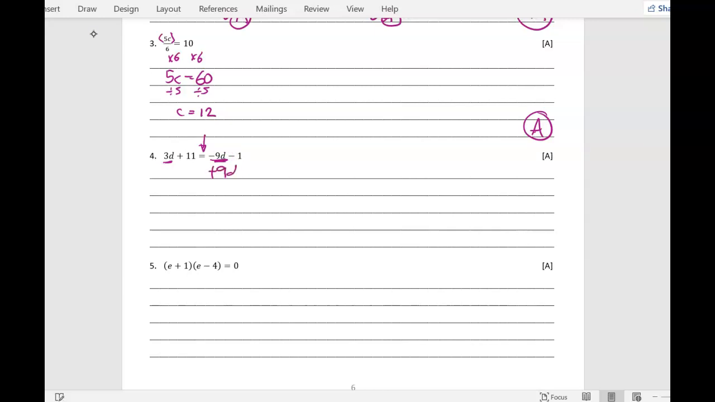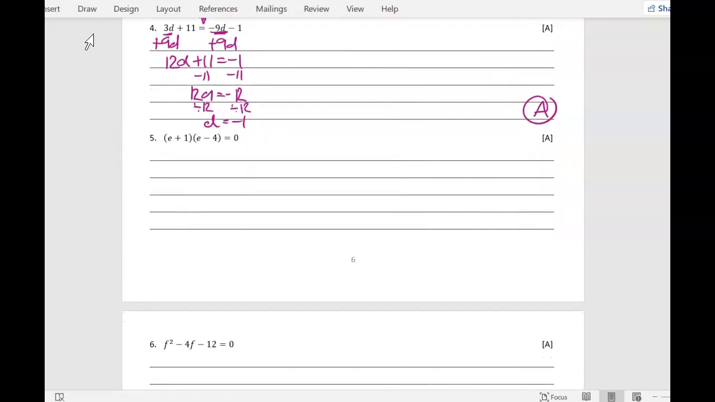We're going to go plus 9D. And I'm going to do the same to the other side as well. So that means 12D plus 11 equals -1. I'm then going to go minus 11. 12D equals -12. I'm then going to go divide by 12. D will be equal to -1. So again, well done. That was worth an achieved. You had to show me working to get those marks here.